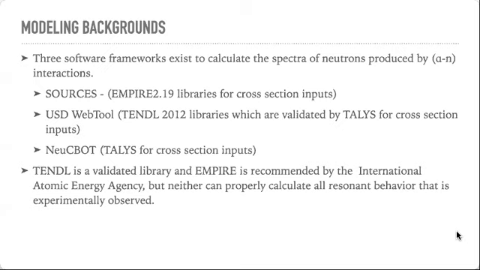All of these are software frameworks, so they take inputs from other software that does calculations. Essentially there are three different libraries that can give you the cross-section inputs that you need to do the calculations: EMPIRE, TENDL, and TALYS. TENDL is a validated library, which can be somewhat trustworthy, and EMPIRE is recommended by the International Atomic Energy Agency. But neither of them can properly calculate all the resonant behavior that is experimentally observed, so it's often doing comparisons between the two.